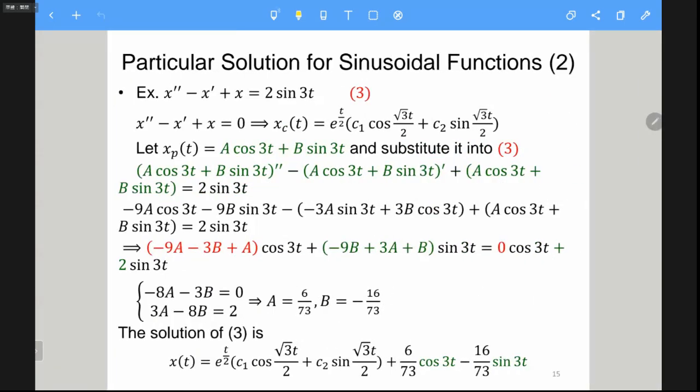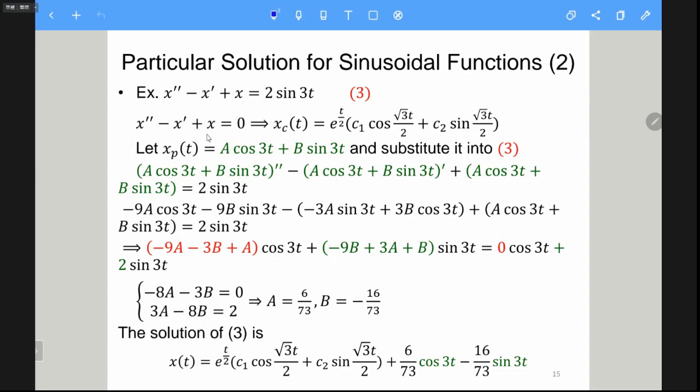Okay, so let's take a look at this example. We have x double prime minus x prime plus x equals 2 sine of 3t. The first step is to find the homogeneous solution. We let the right side be 0. So we have x double prime minus x prime plus x equals 0, like this.